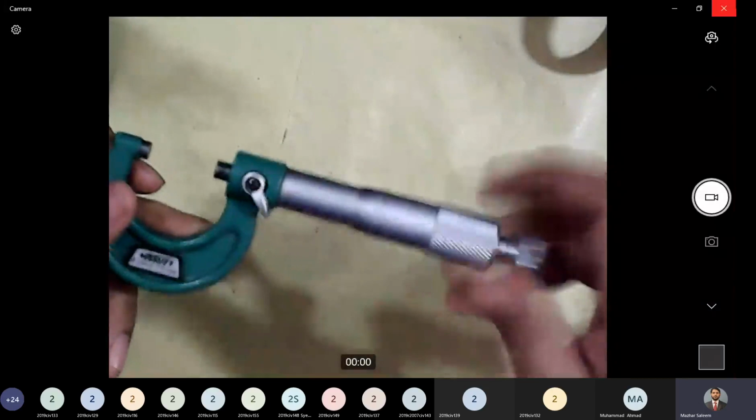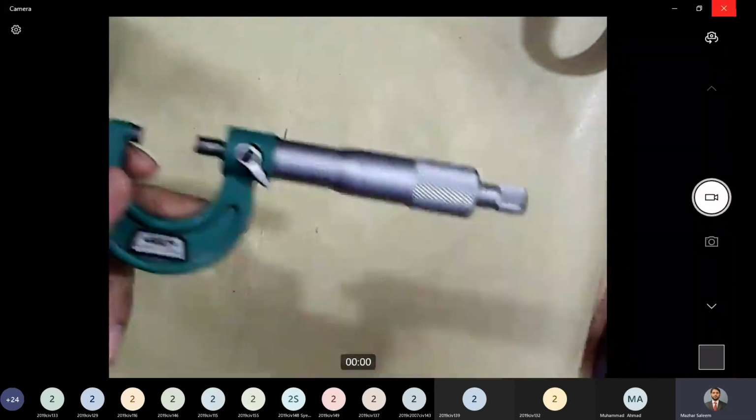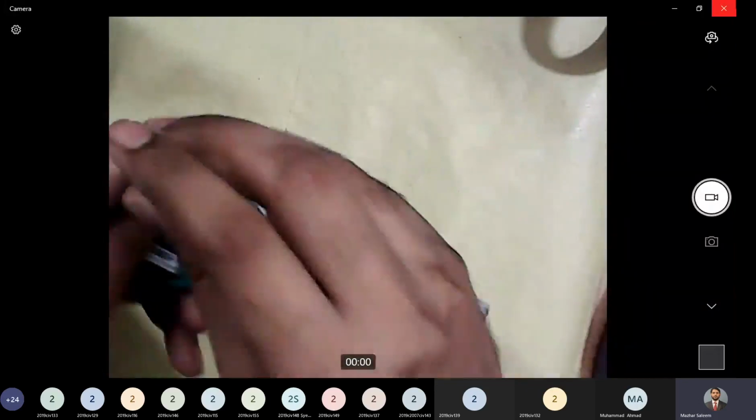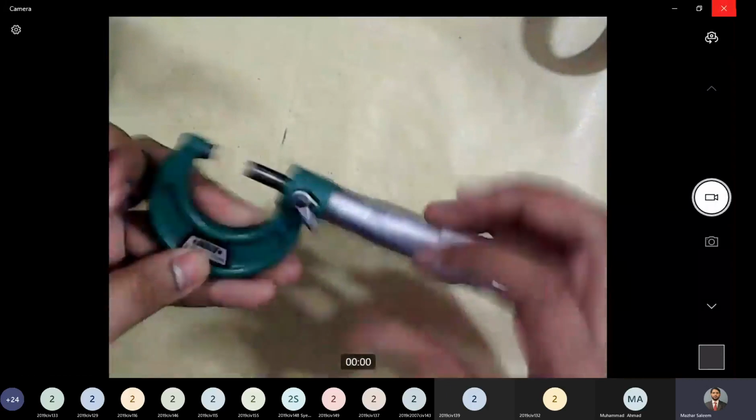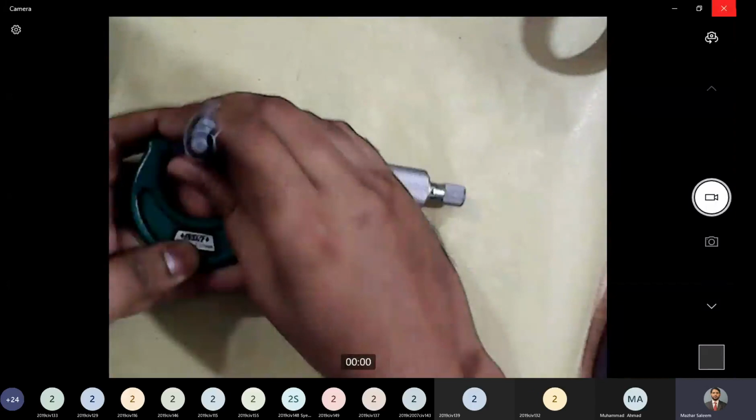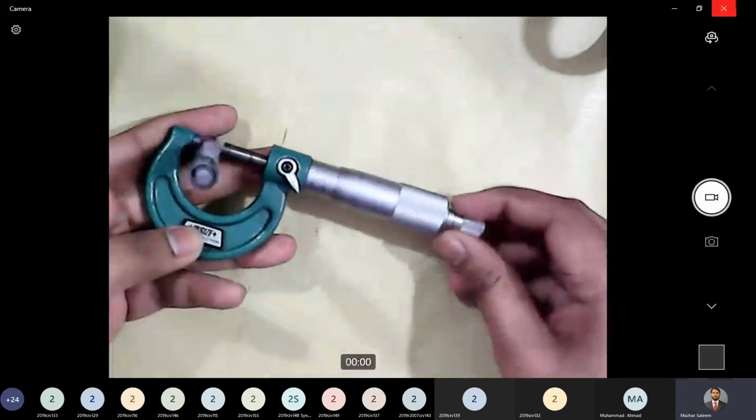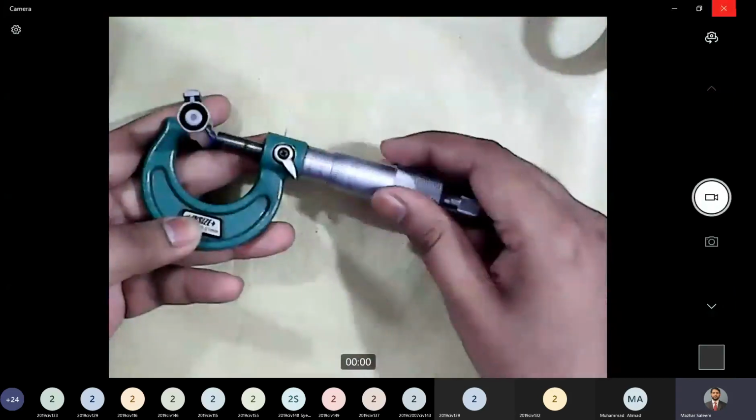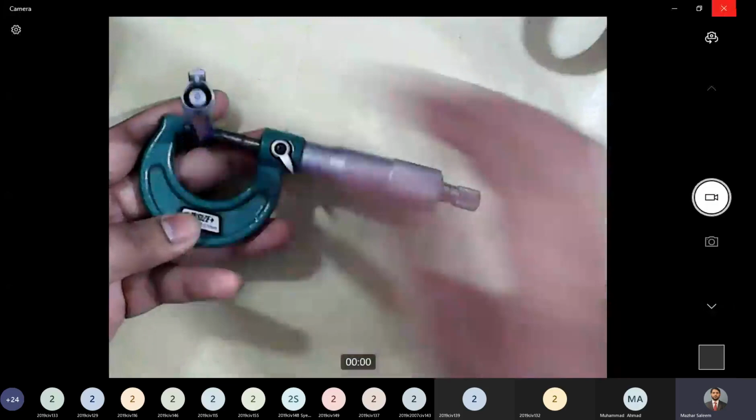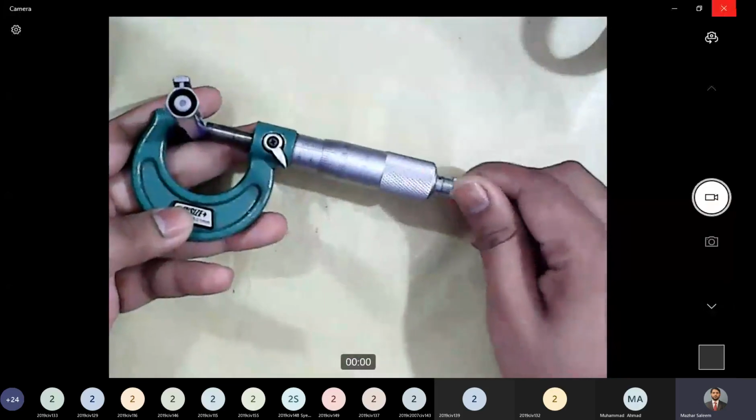And we have a lock here. Let's say you want to measure any dimension. Supposedly you want to measure the diameter of this thing. Let me just bring it close. Okay, so let's say you want to measure the diameter of this marker, and then once it is very close to just clamp the object, then we start using this other screw. This is known as ratchet.